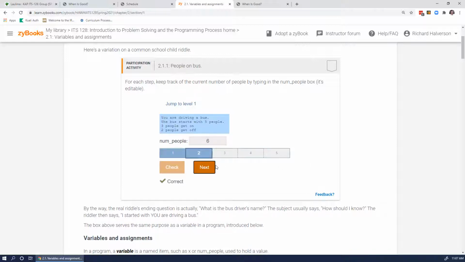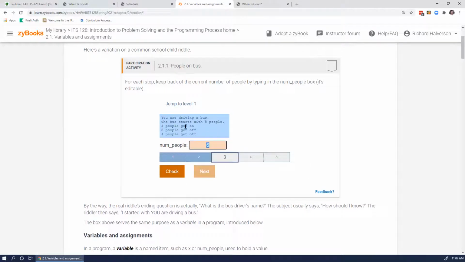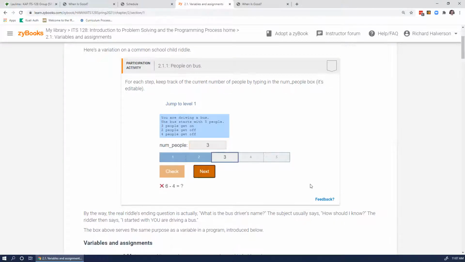So I guess the answer is 6. Okay. What's next? All right, 3 people get on, 2 people get off. So I guess we are 6, and then 4 people get off. So we're at 6 and 4 people get off, and it goes down to 2. Okay, I'm going to try answering a wrong answer just to see what it's like. So this should be 2, but I'm going to go 3. See what happens, just to see.